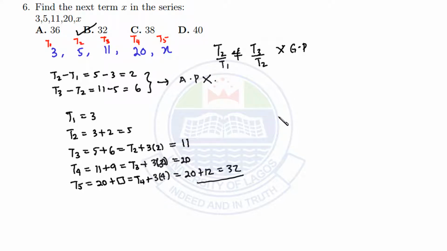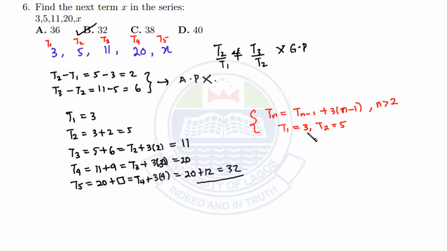But we can define a recursive relation. This is actually a recursive relation. We can define it as Tn equals Tn minus 1 plus 3 open brackets n minus 1, where n is strictly greater than 2, and we have T1 equal to 3 and T2 equal to 5. With this recursive relation, we can find any number of terms we want.